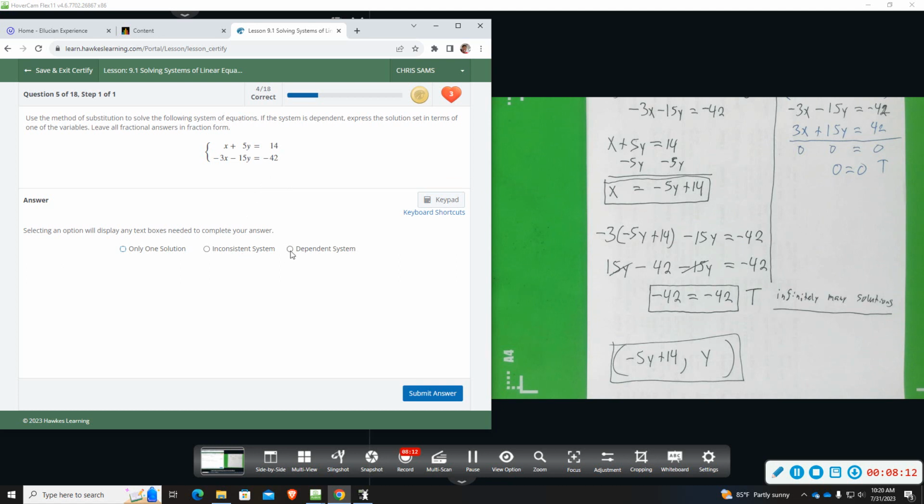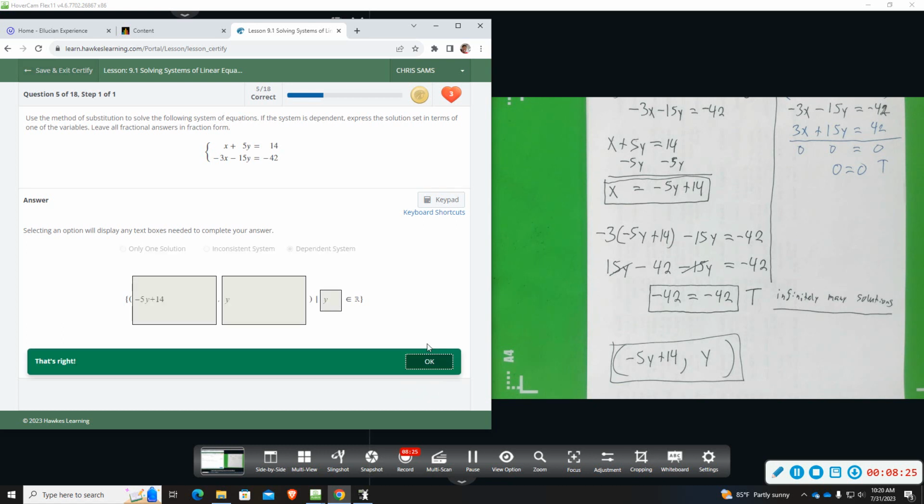It's the same equation. So we said dependent, and then negative 5y plus 14. This was just y, and y can be any real number. Okay, there we go.